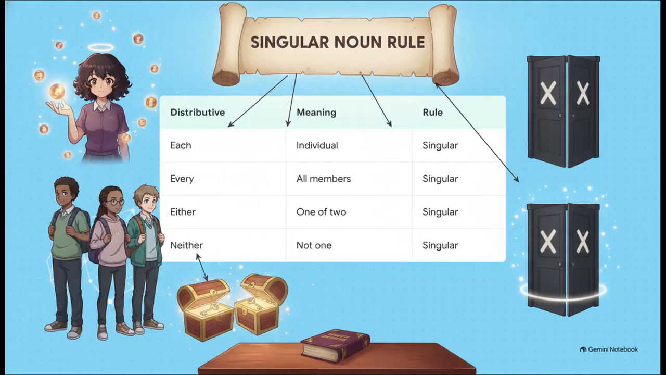Next up, we have our distributive determiners, each, every, either, and neither. Each looks at every individual separately. Every looks at all members of a group considered individually. Either means one of the two, and neither means not one and not the other. They seem a bit wordy, but honestly, the one critical rule you absolutely need to remember for exams is that these must all pair with a singular noun. It is each student, never each students. It's every student must attend. Either answer is correct, neither answer is correct. Always, always singular. Don't let them trick you.